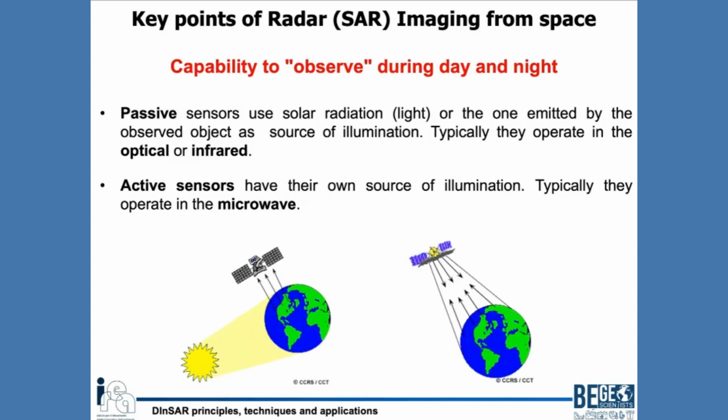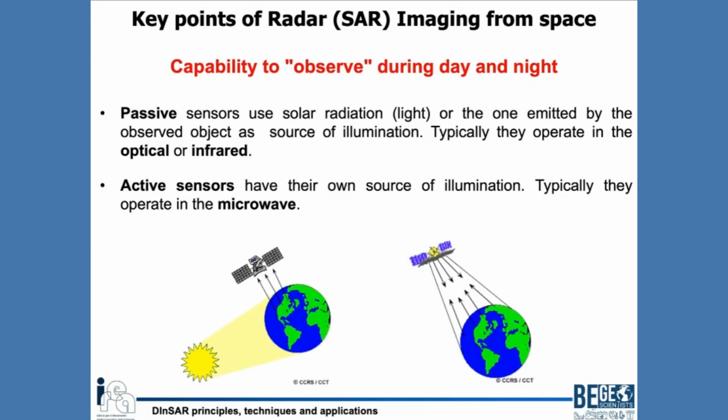Probably you know, but essentially when we say that it's an active sensor, we want to make a difference with the infrared optical sensors that usually use the solar radiation, in other words, the light, as the source of illumination, and so the sensor catches the echoes, the electromagnetic echoes, from the ground surface. So this means that this kind of sensor can work only during the day.